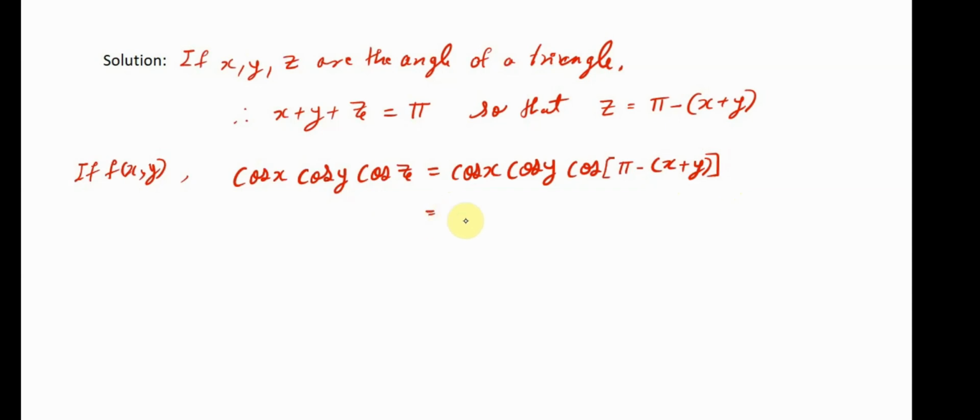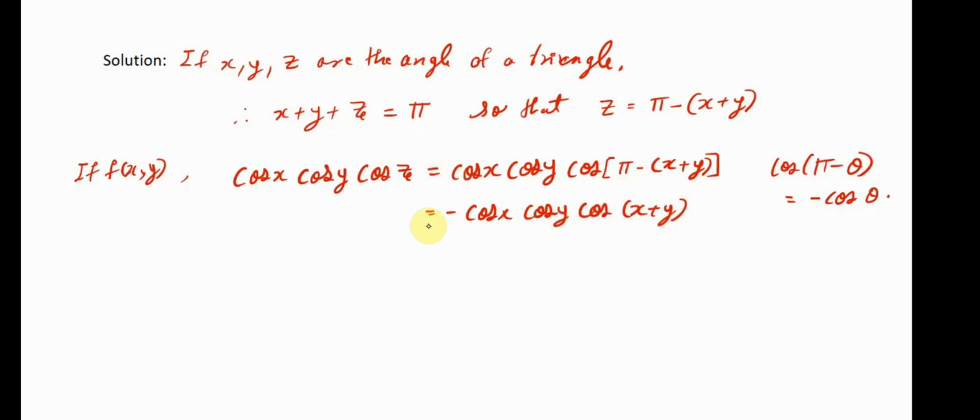Then we simplify this. You can see cos of pi minus theta will always become minus cos theta. So therefore I'll write this as minus cos x cos y cos x plus y. Please remember I have taken the minus to this side. Now, for our function to be maxima or minima, I'm going to take this as function f of x, y.